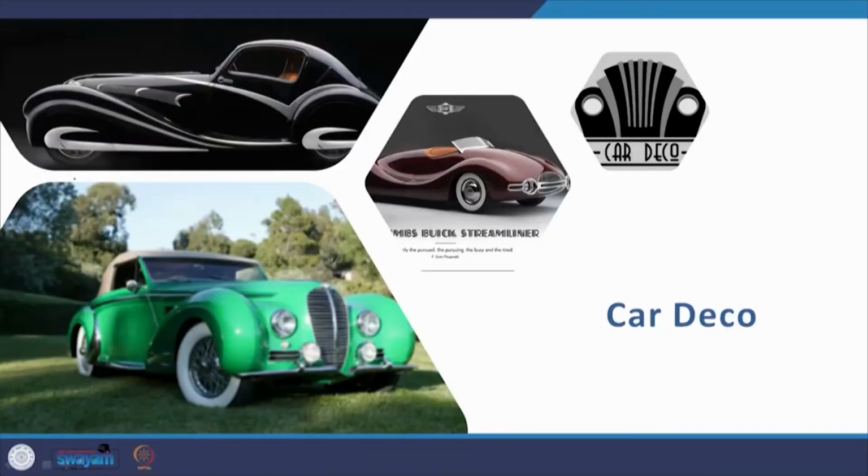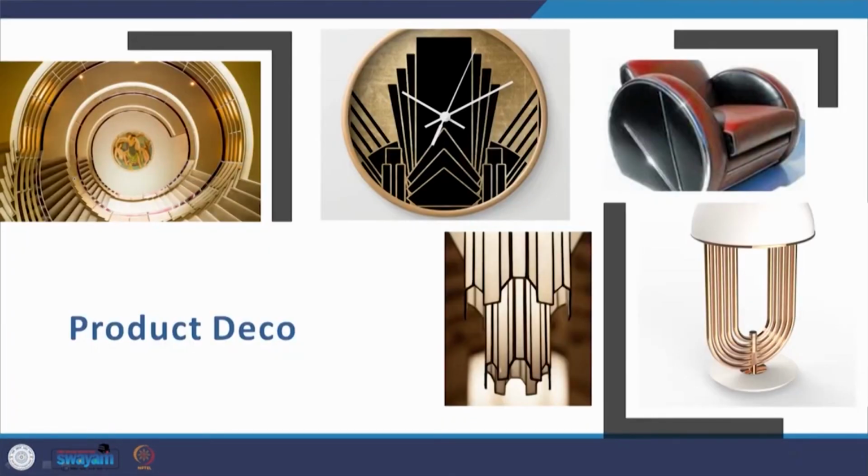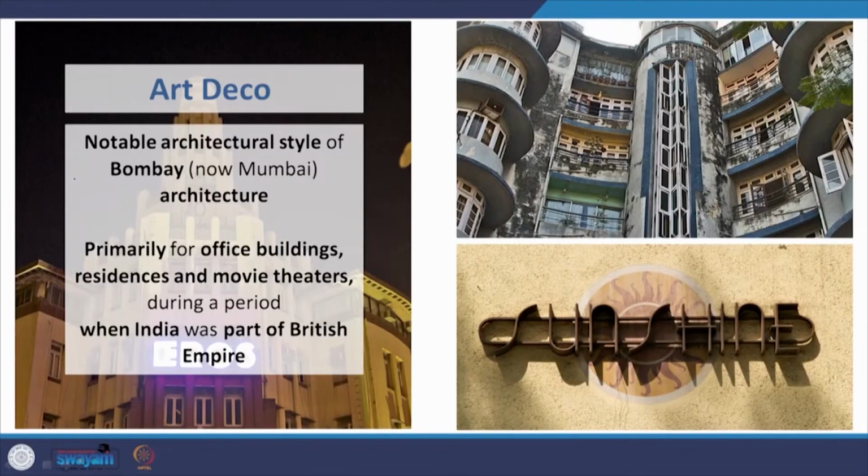So one example is car deco. Cars influenced by the Art Deco style, the use of color and flamboyant lines, bold geometric shapes, curves, etc. coming in, or even in daily products, whether it was the staircase landing or a clock or a sofa or a lamp or a lampshade, all of them having product deco or Art Deco in products.